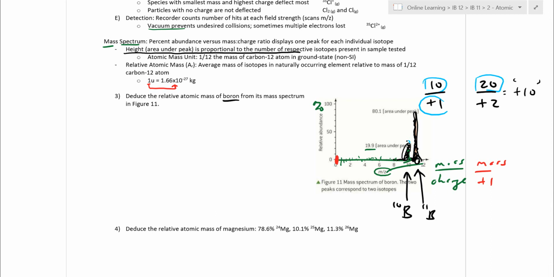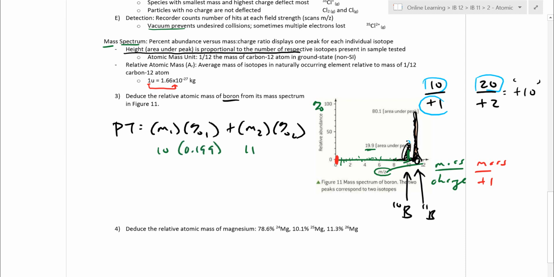So I'm going to leave you with these questions here. This is pretty self-explanatory. You're going to use the weighted average formula. This boron here also has only 2 types, given as mass percent, they're just not written out in words. So you can just say boron is 10, boron is 11. They've given you the relative abundances. What if this was 19.9, the other was 80.1?